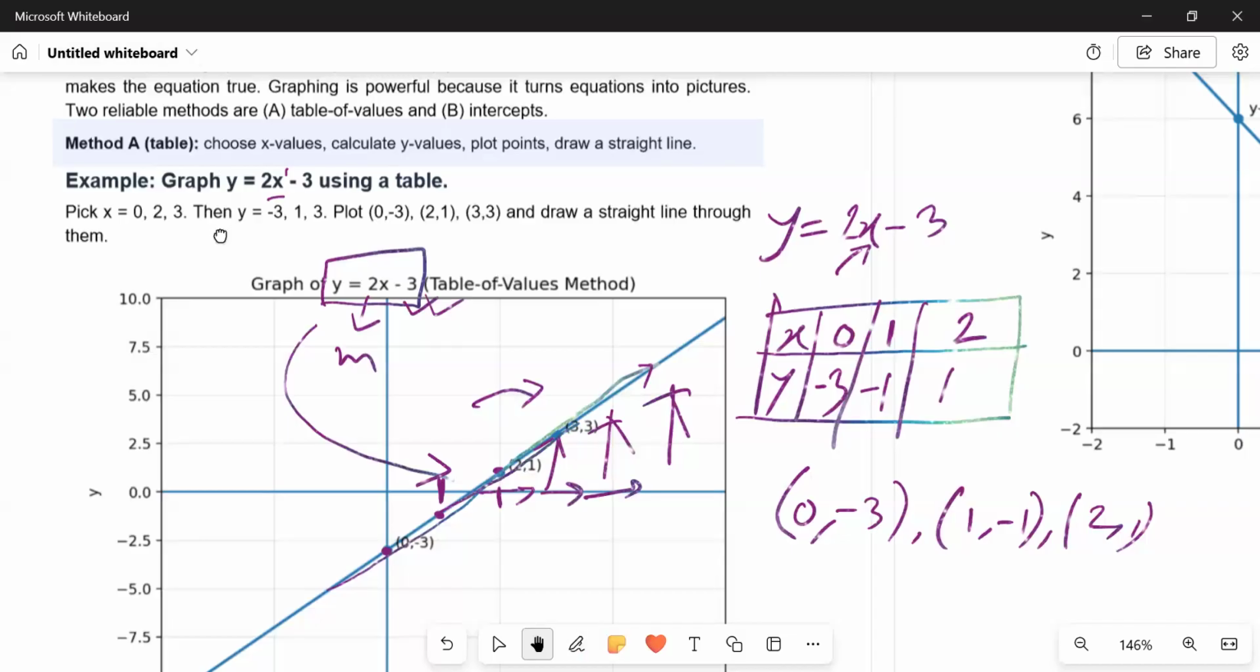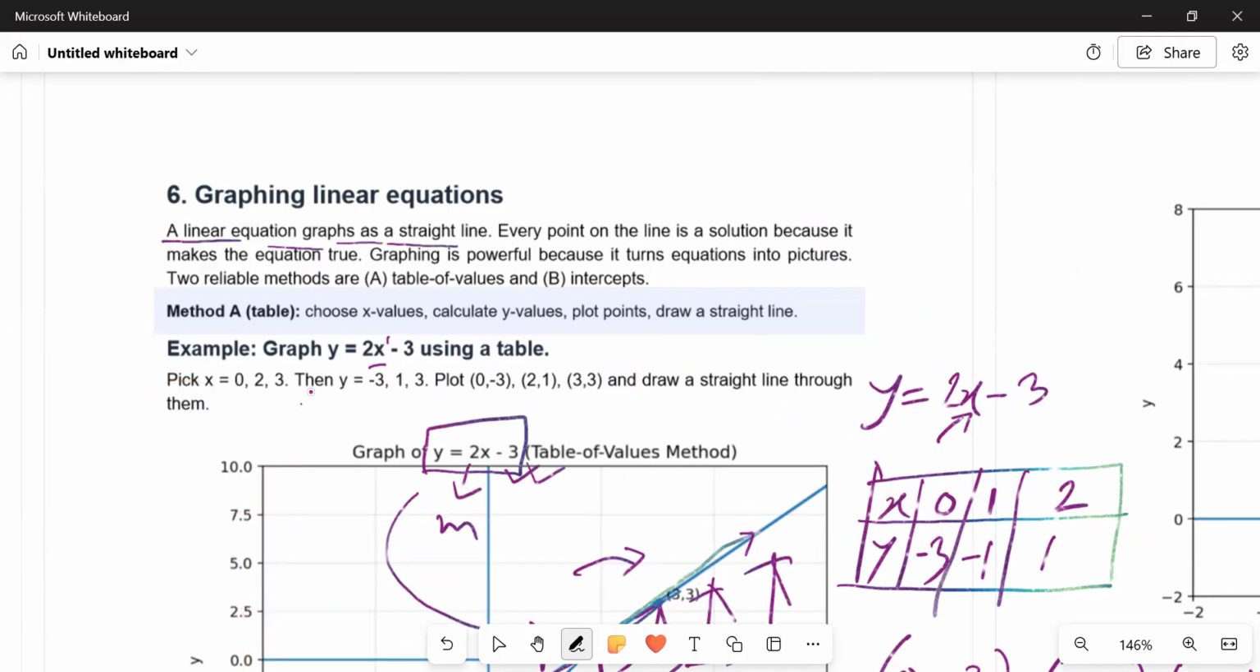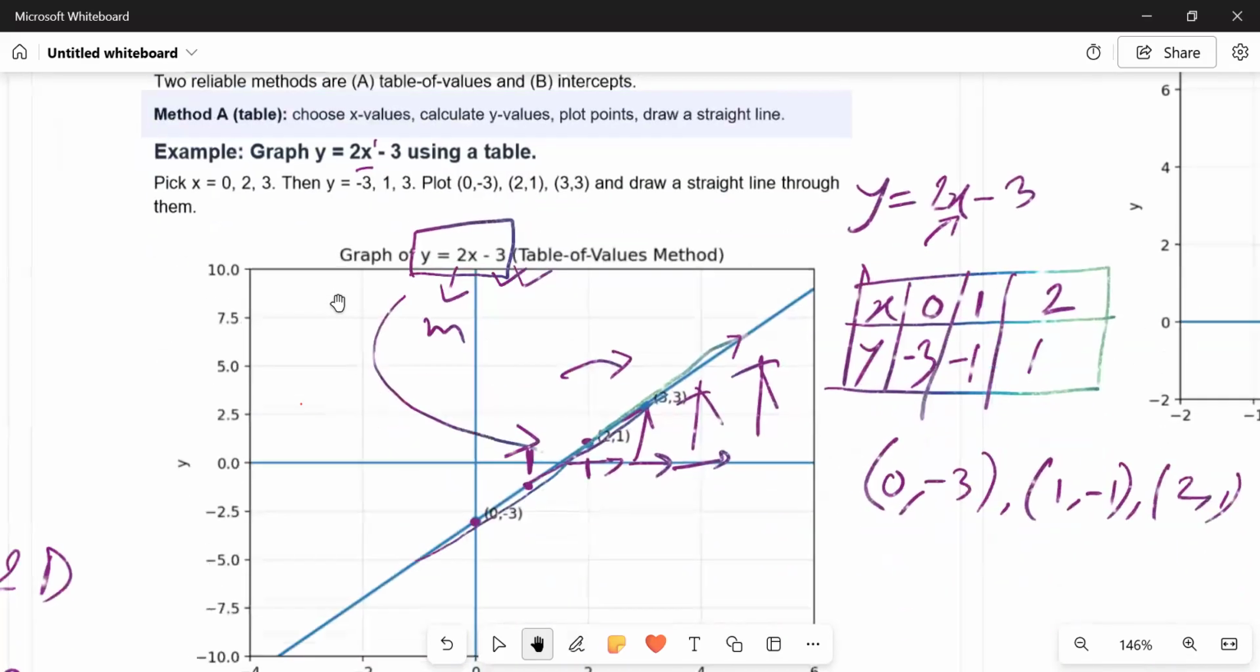So basically, if we now read the top, what it is saying is a linear equation graphs a straight line. What is a linear equation? Where the degree of x is 1, or the power of x is 1. Every point on the line is a solution because it makes the equation true. Definitely, because if you look at this straight line and you take any point, suppose we take this point where the value of x is 0.